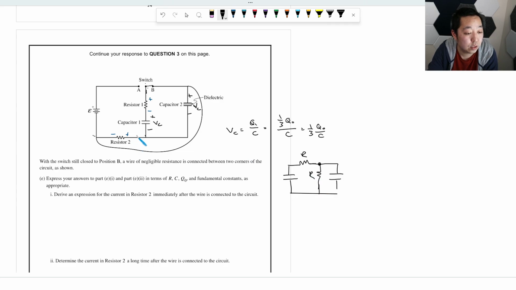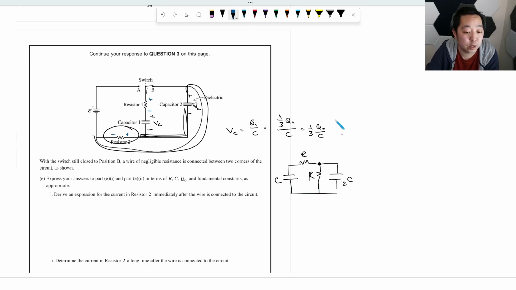Right? Are those parallel? Yeah, this guy is parallel with this guy because they're connected here and they're connected here. So this resistor is parallel with that guy. And is it parallel with anything else? No, it's not really in series either. Okay, so that's what the circuit should look like. And this is 2C, and then this is C.